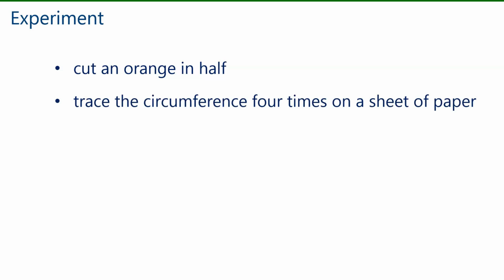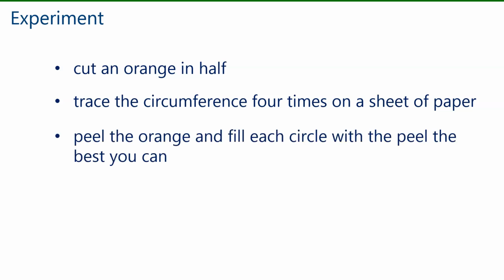You can see that if you perform this experiment here. For the experiment, you just need an orange. You start by cutting an orange in half. Then, trace the circumference of the orange 4 times on a sheet of paper. Then peel the orange and fill each circle with the peel the best you can.